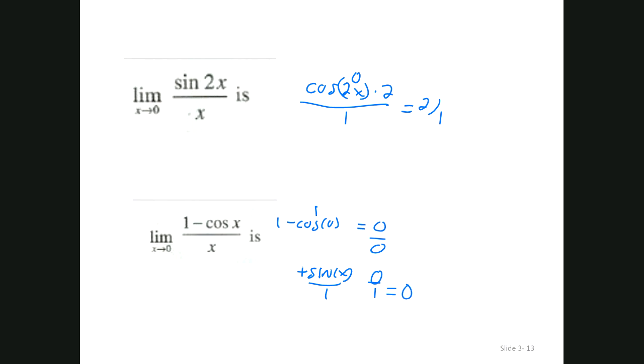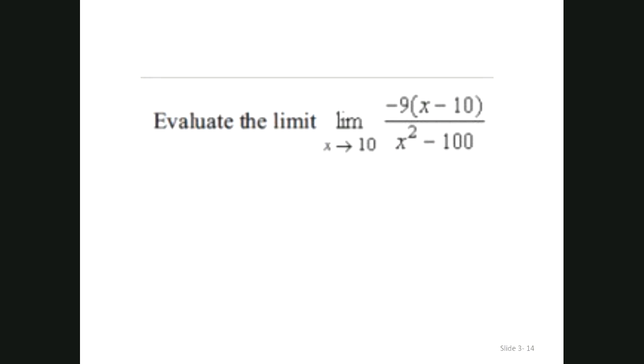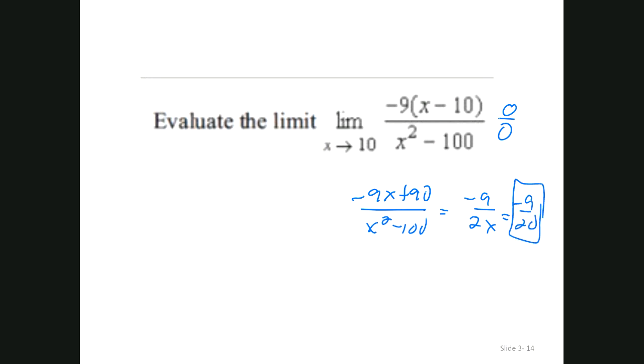So, L'Hopital's formula to find limits. Evaluate the limit as x approaches 10. Well, if I put 10 in here, you can see you're going to end up with 0 over 0, because 10 minus 10 is 0, 100 minus 100 is 0. Okay, so now I have to take the derivative. I probably would have multiplied through by negative 9, so that would give me this on top, just because it's easier to take derivatives. So now if I take the derivative, I end up with negative 9 over 2x. Now if I put 10 in, I get negative 9 over 20. That is my answer.